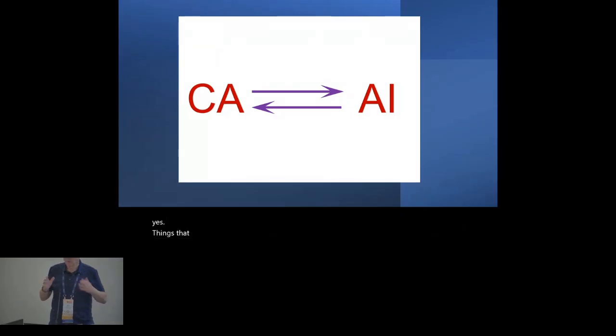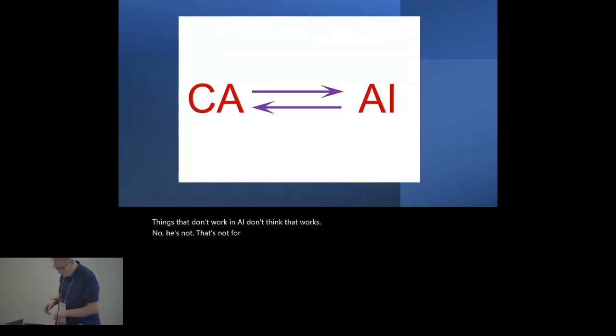Things that don't work in AI. I don't think that works. No, it's not for them. Okay. Is it working? I don't know. That's working. Just a little bit closer to the microphone. All right. No, it's fine.